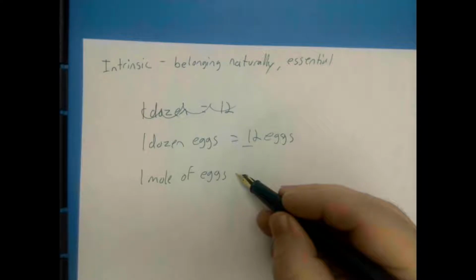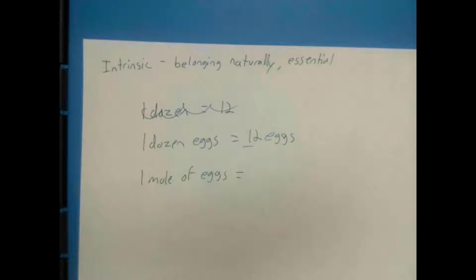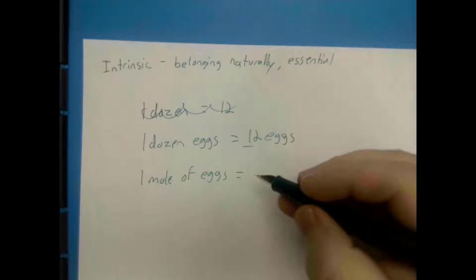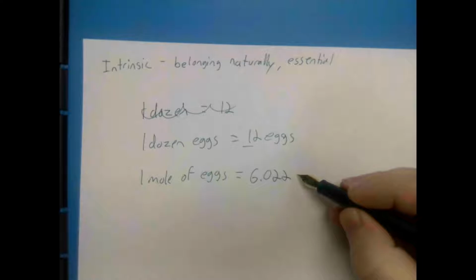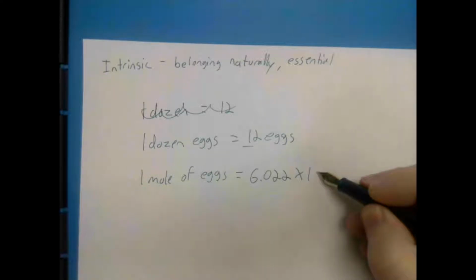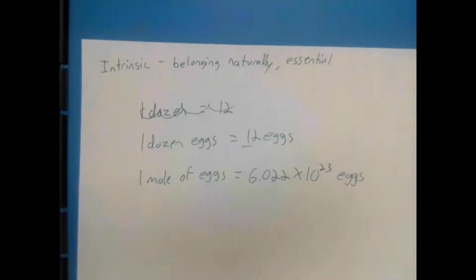If you have 1 mole of eggs, you have 6.022 times 10 to the 23 eggs. That's a lot of eggs. That is a humongous amount of eggs. Probably not many eggs that touch the earth.